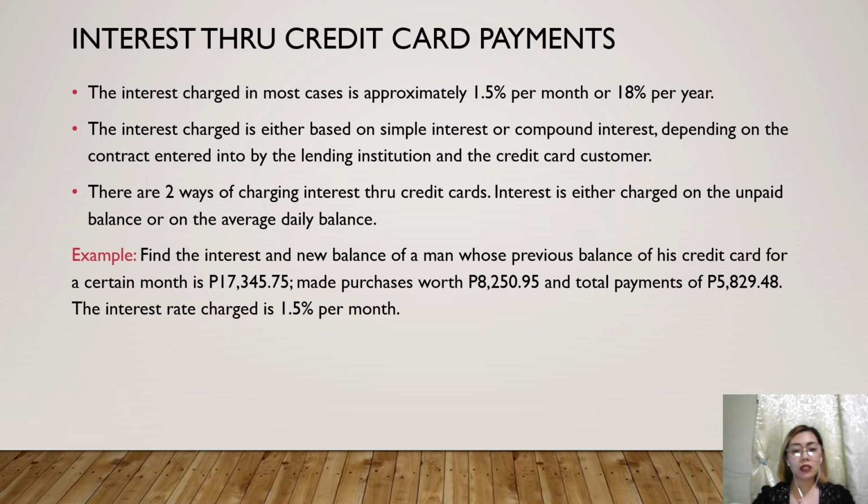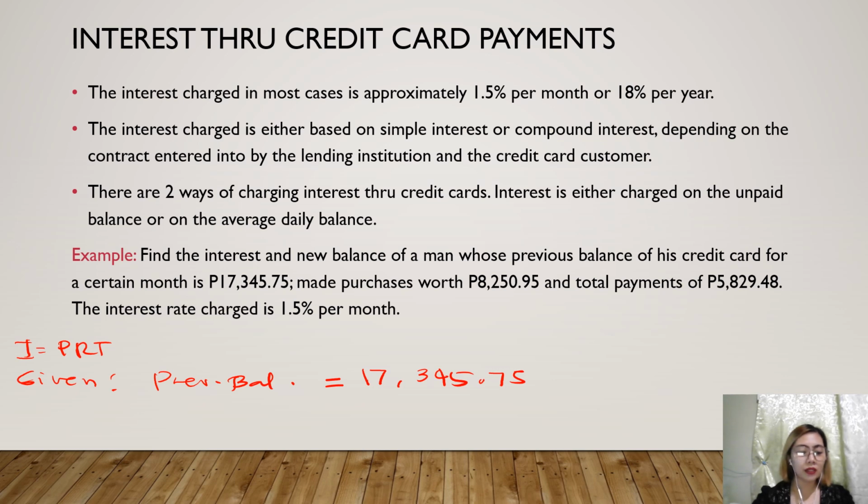So, for the interest, again, we have, diba, the formula for the interest, I is equal to PRT. Okay, so alam naman na natin yun, no? Yung mga given natin ngayon dito ay yung previous balance. Magkano ang previous balance natin? We have 17,345.75. Itong balance na to, ibig sabihin utang mo pa rin yan.